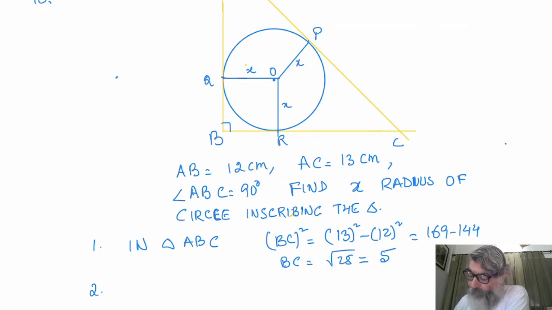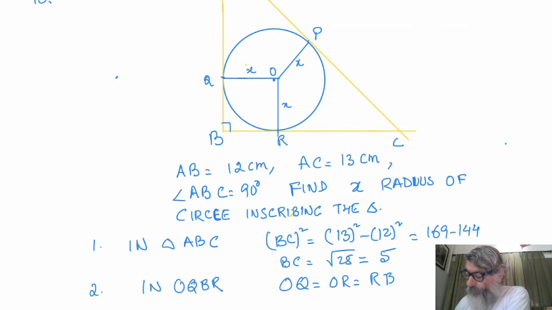OQBR. OQ is equal to OR is equal to RB is equal to QB is equal to X. If this is X, this is also X. Why? Because it is a square.